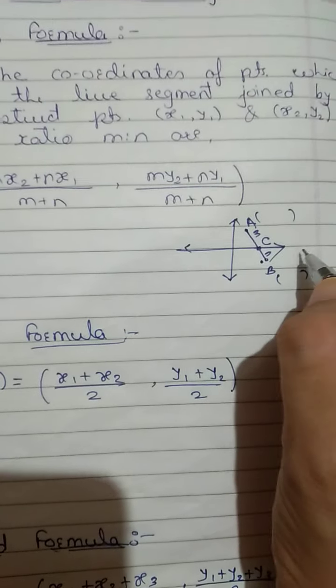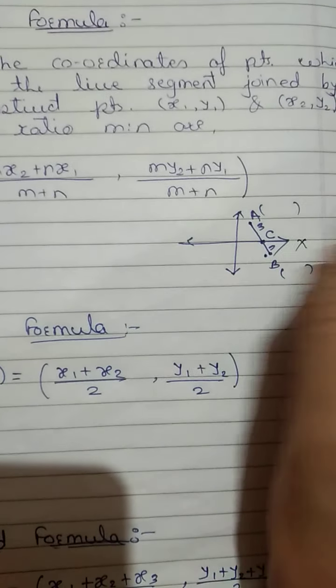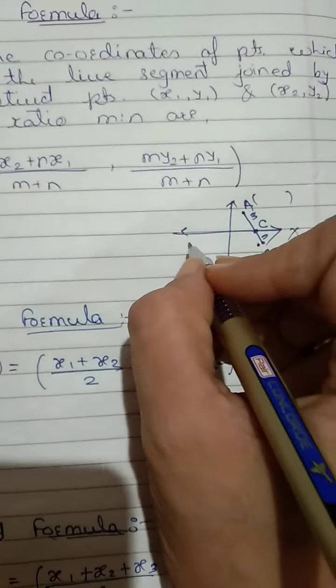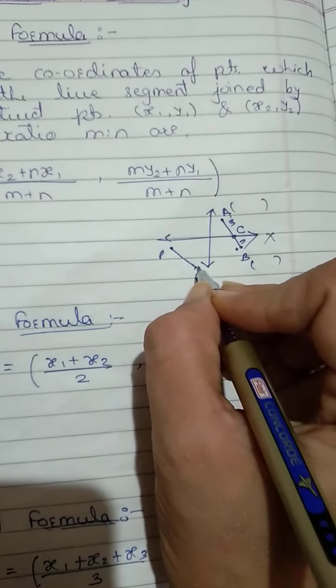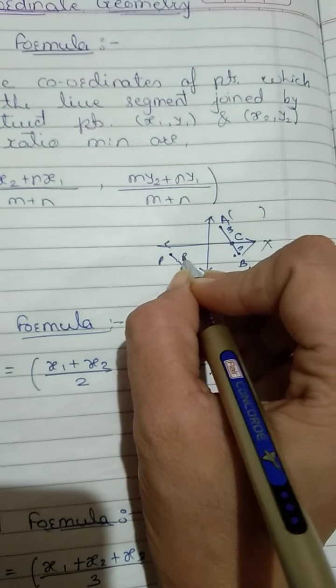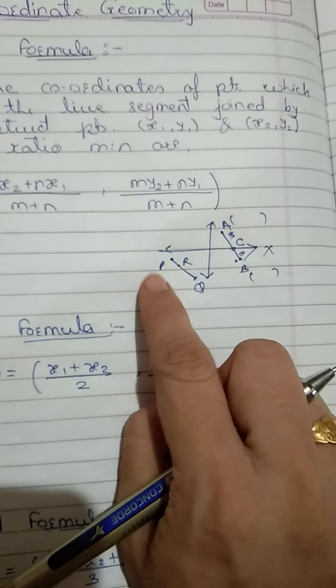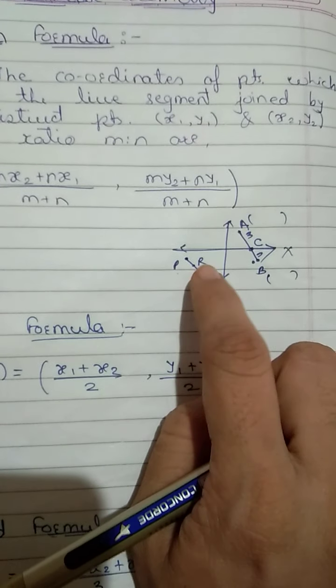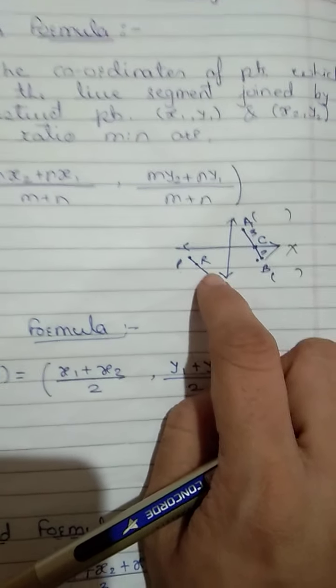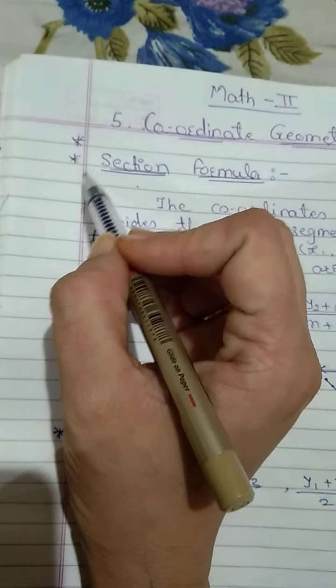Now here I have taken it on the x-axis, but suppose it is somewhere like this. Suppose it is point P, point Q, and the point which is dividing it is R. Now R is dividing segment PQ in some ratio. So what will be the coordinates of this R? This we can find out with the help of the section formula.